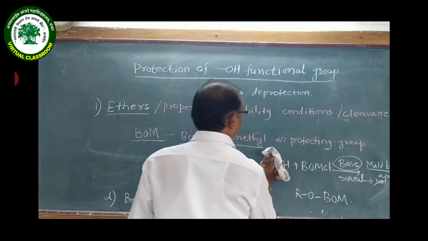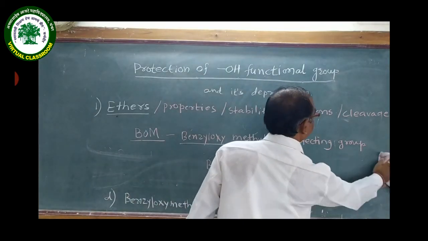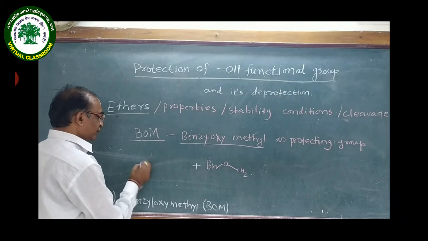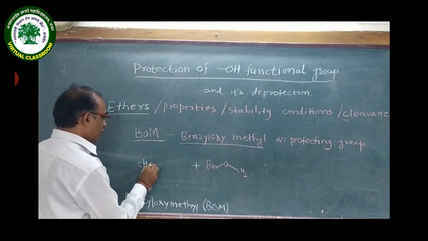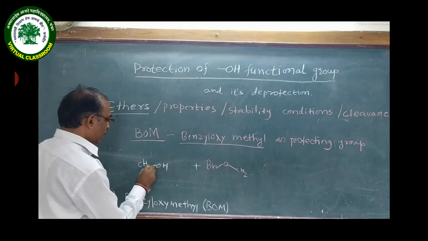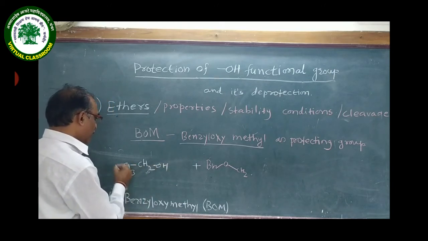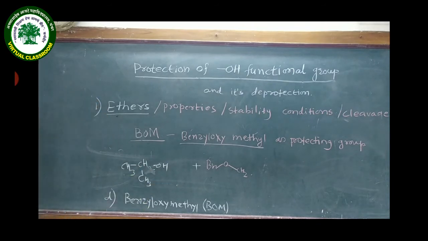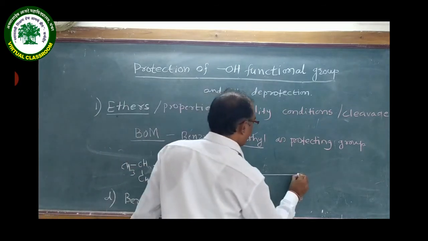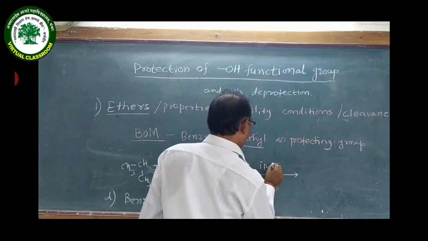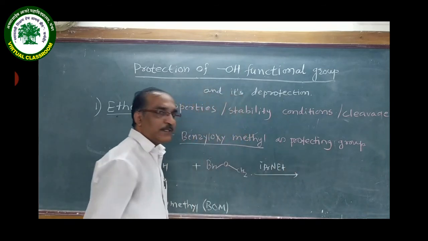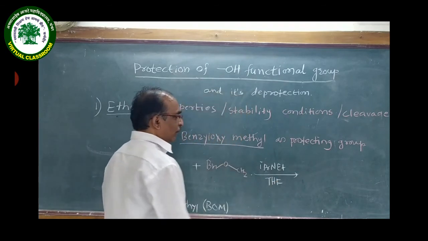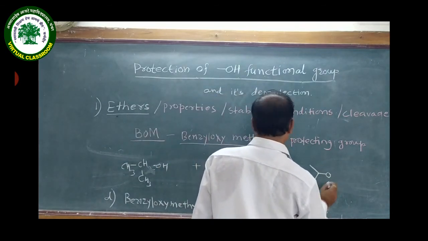Now take this alcohol, CH2OH. This is IPA. And take this one, diisopropylethylamine. What is this? Diisopropylethylamine base in THF. Then what we will get? Isopropyl BOM ether.